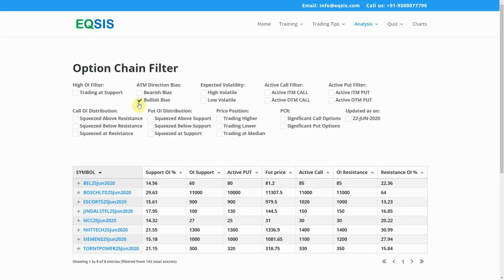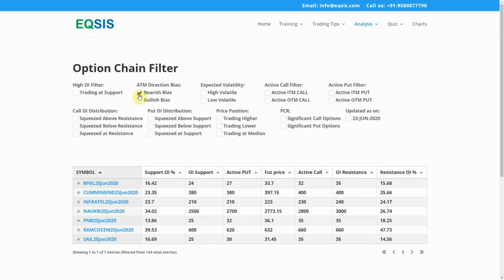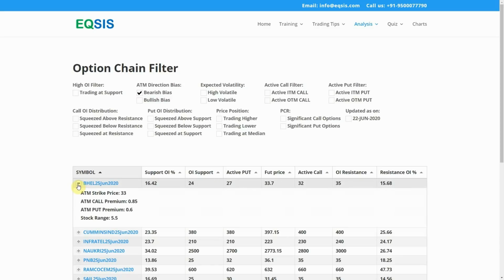Now let me see why it is actually a bullish or a bearish bias. Let's take a company, you can take any company for that matter, let's say BHEL. If you take BHEL, the future price at this moment, now I have expanded this area.